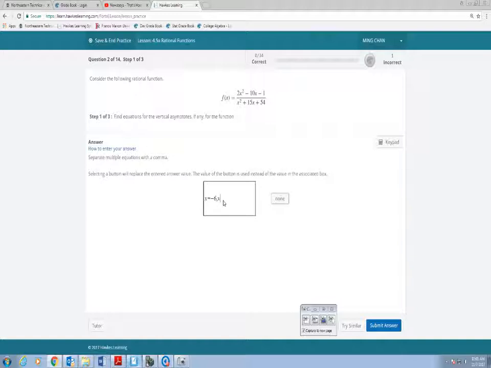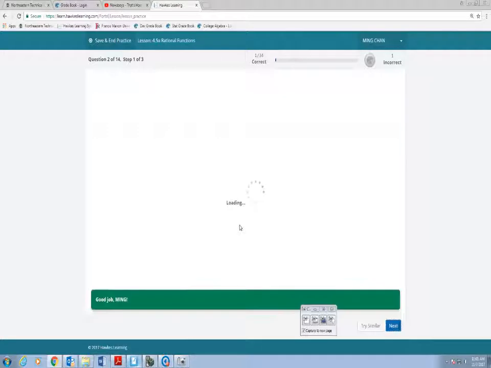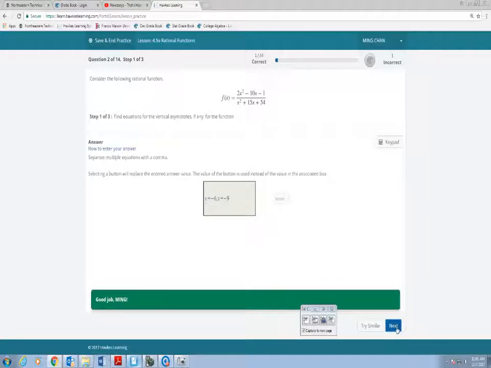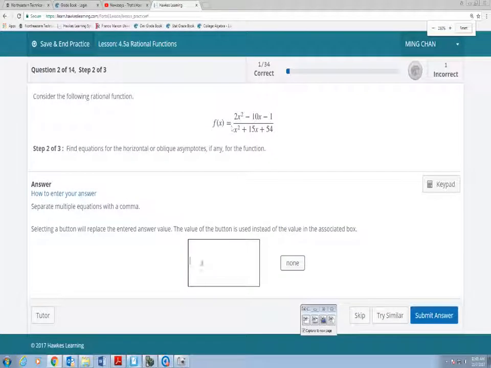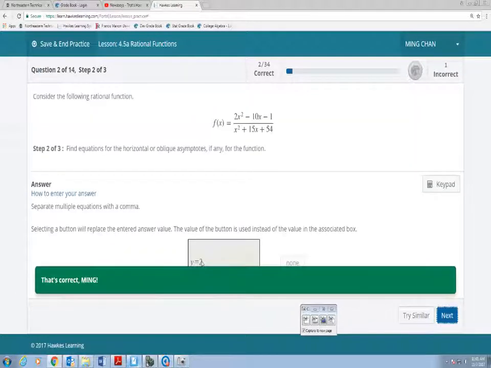Comma, x equals negative 9. Okay, let's see if that's right. Yep, that's right. Alright, next step. Find the equation of the horizontal or oblique asymptote, or the slant asymptote. So the degrees are the same, so the leading coefficient is 2 over 1, so that's y equals 2. That's my horizontal asymptote. Okay, now I've got the vertical and horizontal asymptotes.